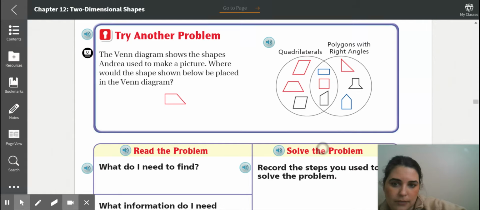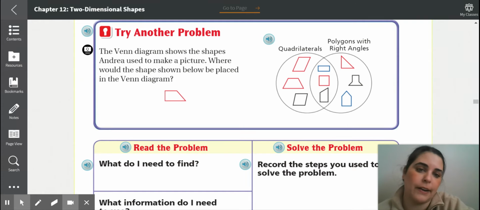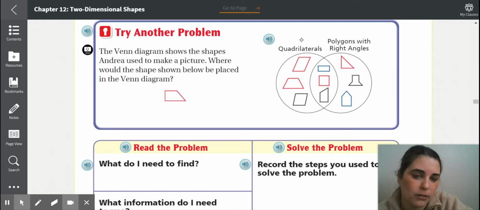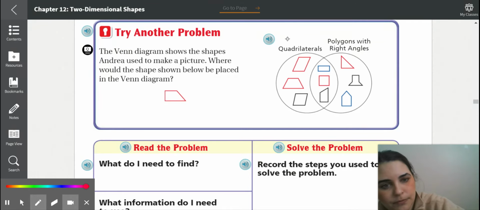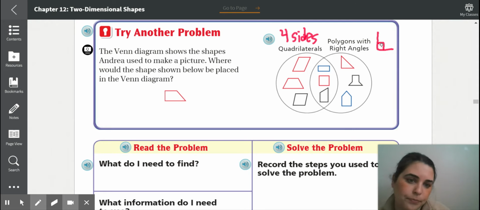Okay, let's try this again. Turn your page. And we're going to look at another Venn diagram. All right. So let's look at this Venn diagram. We have quadrilaterals over here, and then polygons with right angles. Remember, a quadrilateral has four sides. And then these are all shapes with right angles.